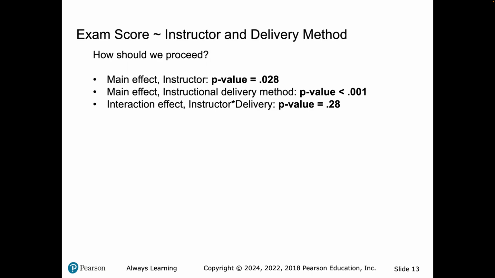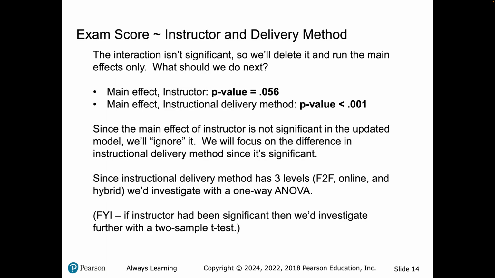Now, let's circle back to this instructor and delivery method example that I started out with. So we're looking at mean exam score over instructor A and B, and delivery method hybrid, online, or face-to-face. What would we do if our main effect for instructor was 0.028? Our main effect for instructional delivery was significant at the 0.001 level. So the main effect for instructor is significant at the 0.05 level. And then the interaction effect has a p-value of 0.28, clearly greater than 0.05, so it is not statistically significant. Since the interaction is not significant, we'll delete it and run the main effects only.